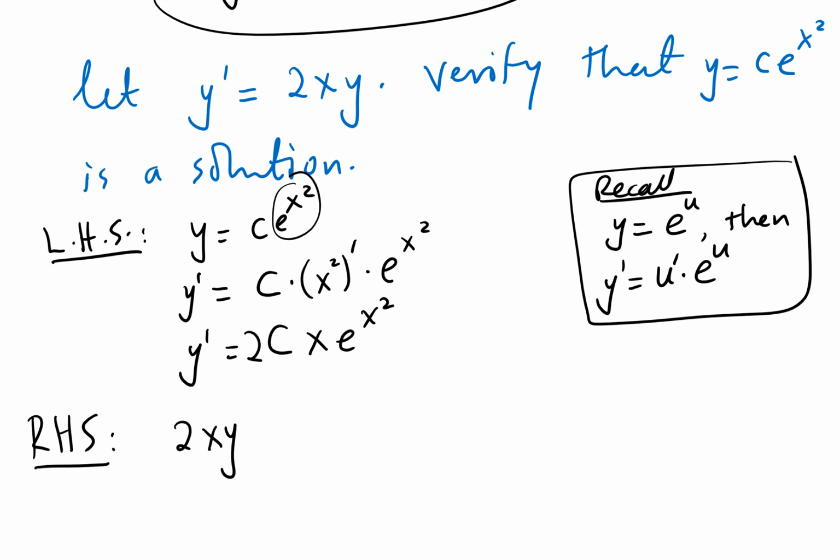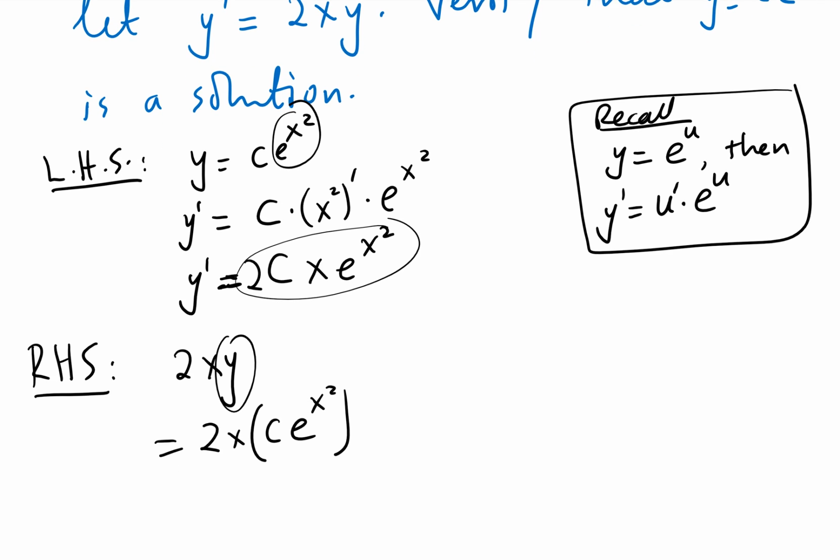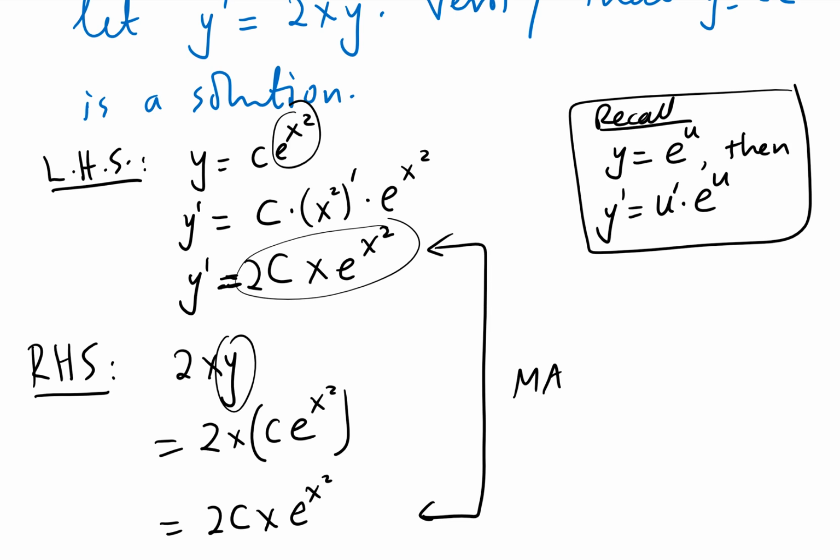They don't look like they match, but if you look at the left hand side here, there's only x's and c's, no y's. So what I'm going to do here, I'm going to replace this y with the given thing, ce^(x squared). And if you simplify it, what do you get? 2cx e^(x squared). They match. So that tells us that y equals ce^(x squared) is a solution. This is the general solution because of the c.